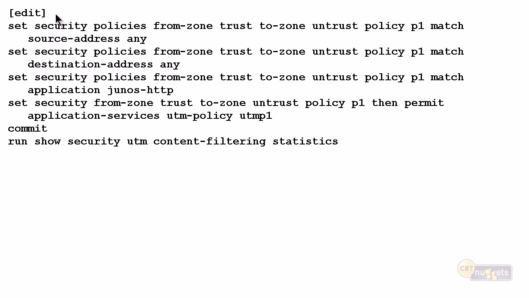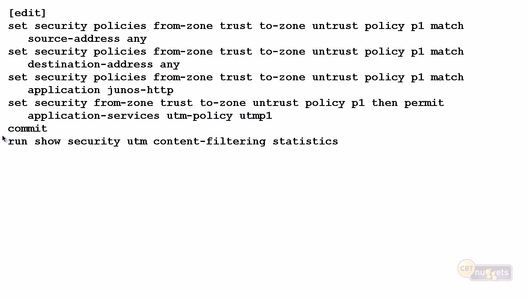Okay, we're back up here at the top at edit. We're going to set our security policies, the from zone trust, the to zone untrust. We'll call our policy P1. So first we're going to match any source address, then we're going to match any destination address, and then we're going to match the application Junos HTTP. Then we'll permit, our action will be application services, and then UTM policy, and then we'll go ahead and call this UTMP1, or whatever you've named your policy.